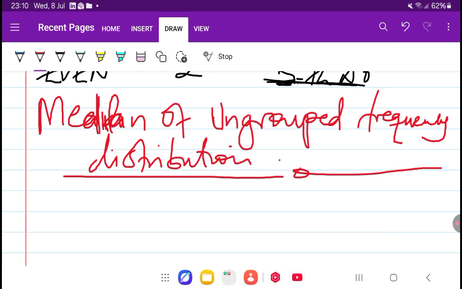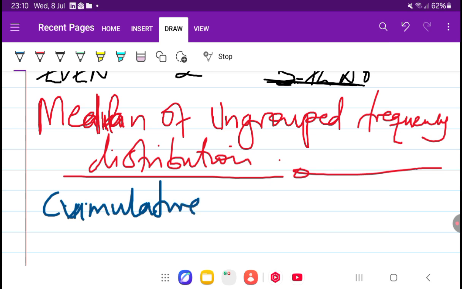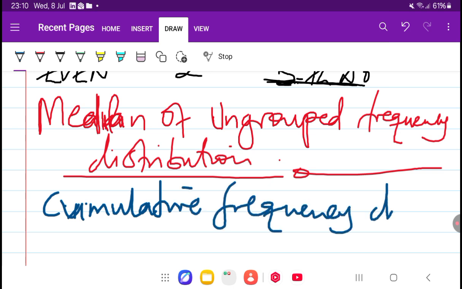Of course, for you to be able to compute the median of ungrouped frequency distribution, in other words, we have the discrete values, but these values are so many and they repeat themselves. So what is key here for you to calculate the median is for you to be able to compute the cumulative frequency distribution.